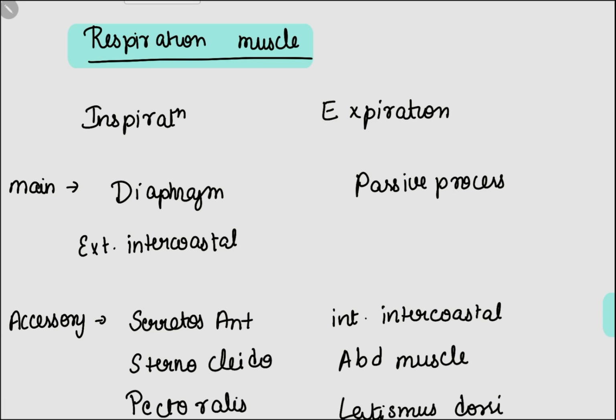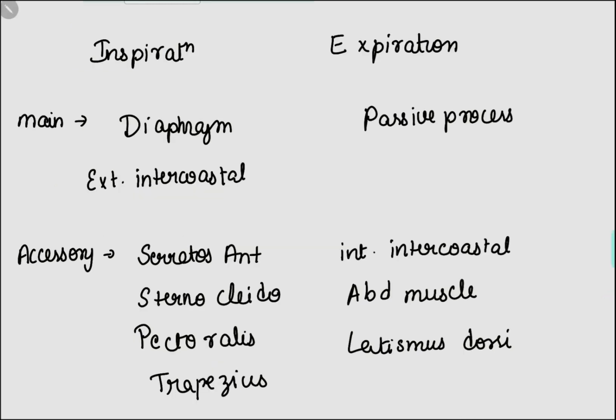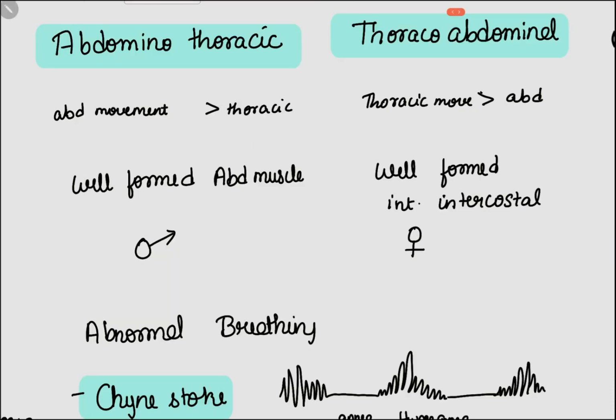Respiratory muscles, the muscles which aid in respiration. For inspiration, main muscles involved are diaphragm, external intercostal. For expiration, it's a passive process. There are no main muscles involved. Accessory muscles of respiration. For inspiration, serratus anterior, sternocleidomastoid, pectoralis, and trapezius. For expiration, the accessory muscles involved are internal intercostal, abdominal muscles, latissimus dorsi.